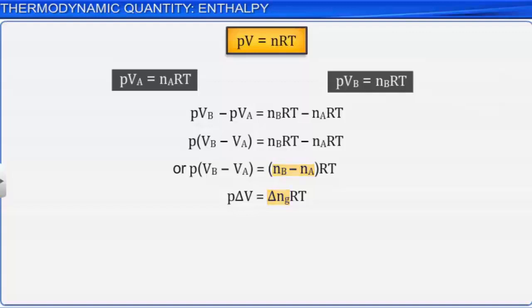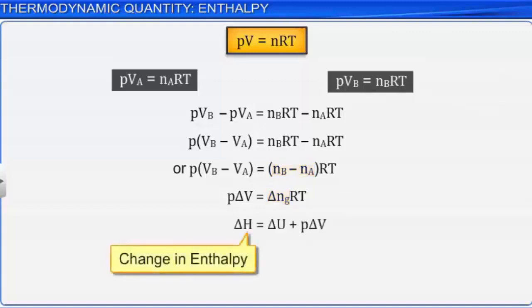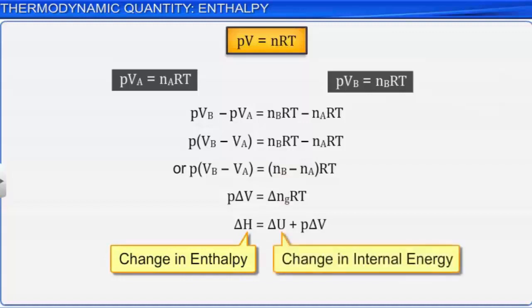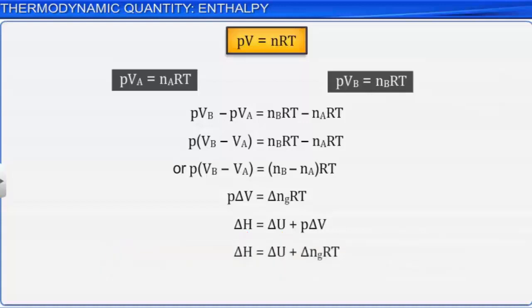We learned that change in enthalpy, delta H, equals change in internal energy, delta U, plus the product of pressure P and change in volume delta V. On substituting the values, we get change in enthalpy delta H equals change in internal energy delta U plus change in number of moles of gas delta n_g RT. This relation helps us in calculating the change in enthalpy from change in internal energy and vice versa.